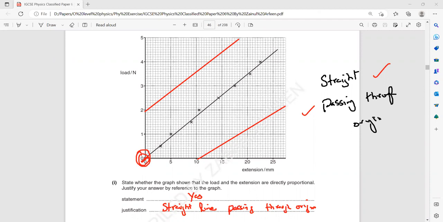Is it clear? Yes, sir, clear. So, sir, this is a graph for Hooke's law, right? Yeah. So a straight line passing through the origin shows that it is directly proportional.